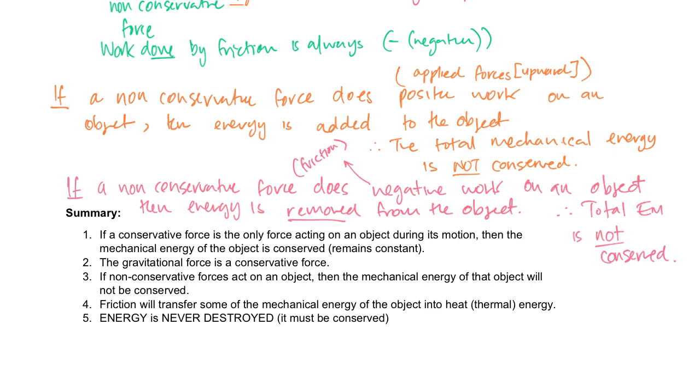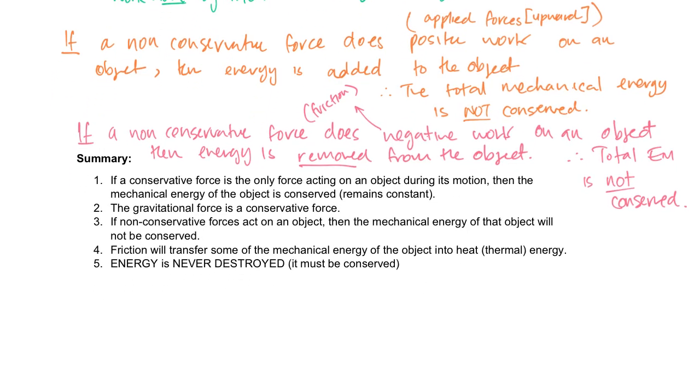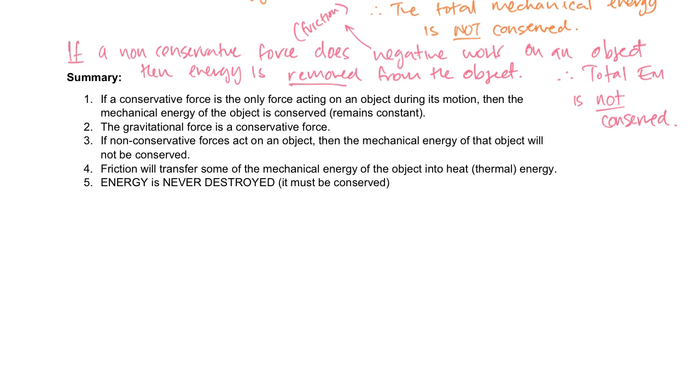So let's have a look at our summary. If a conservative force is the only force acting on an object during its motion, then the mechanical energy of the object is conserved. The gravitational force is a conservative force. If a non-conservative force acts on an object, then the mechanical energy of that object will not be conserved.